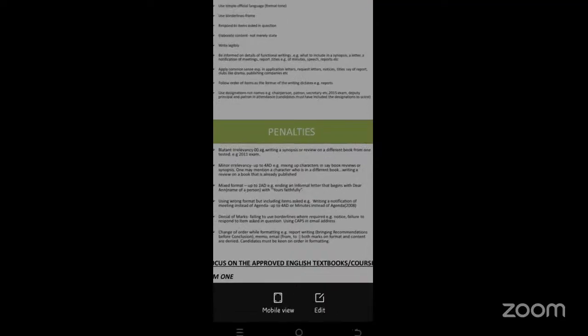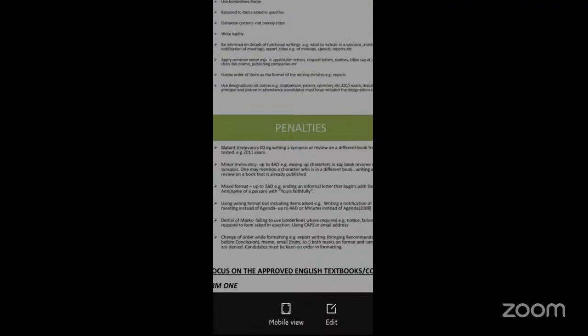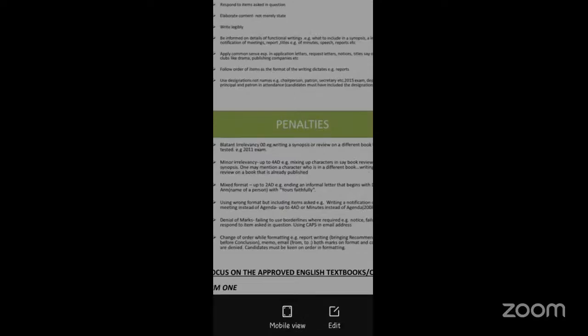So let's look at the penalties. How do you get penalized when you're writing functional writings? Very, very important. Number 1, we have blatant irrelevance. Hiyo ndio nilisema unapata 0, ile unaandika the wrong thing, totally wrong thing. Let me explain blatant irrelevance and minor irrelevancy. Blatant irrelevancy is where umeambiwa uandike barua ya inviting somebody to a birthday party. Sasa wewe umeandika kitu ingine totally different, hata haikaribii barua.